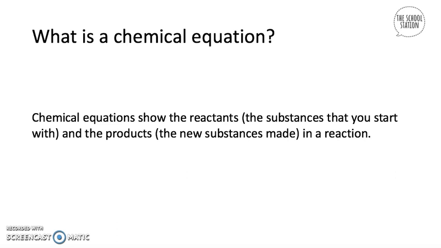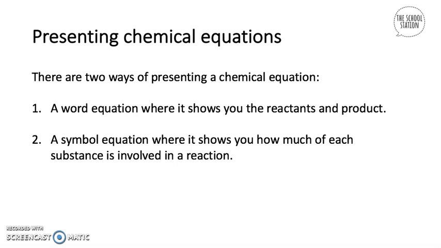So there are actually two ways of presenting a chemical equation. The first way is a word equation, where it shows you the reactants and the products. So it's super simple. It just gives you, through words, what you get in the beginning and what you get in the end. A symbol equation, however, also shows the reactants and the products, but it also shows you how much of each substance is involved in a reaction. And this will really help later on when you're balancing equations.